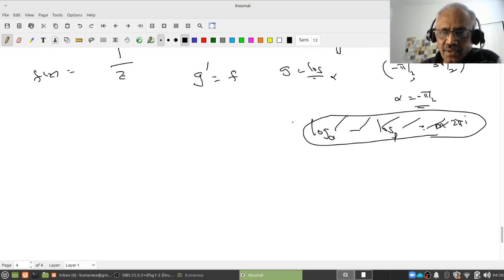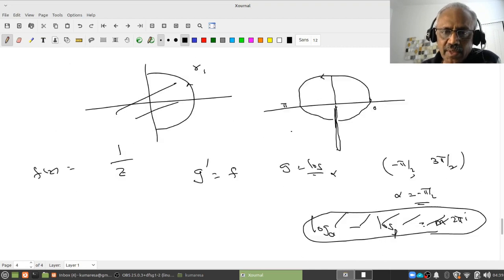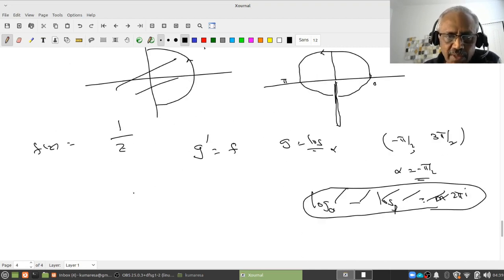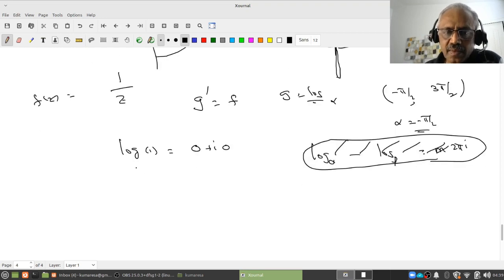So this is log. Therefore here I have to look at log of this point, which is point 1, and this point, minus 1. So what is log of 1? Log of 1 will be 0 plus I theta, therefore it is going to be I times 0. And the other one is log of minus 1, that is log of modulus 1, which is again 0, but then it is I times pi.